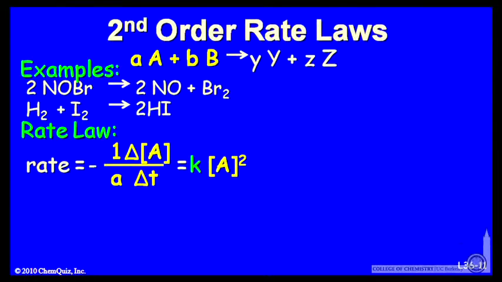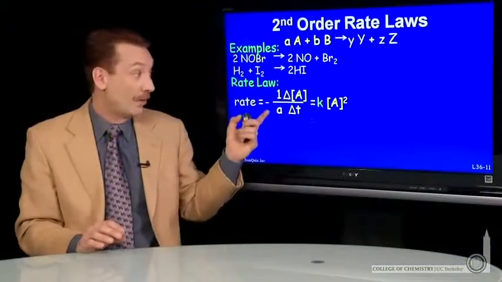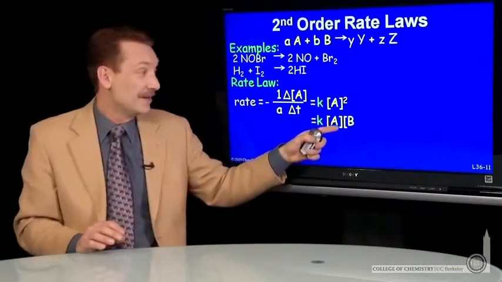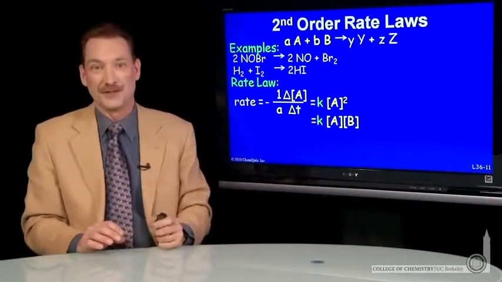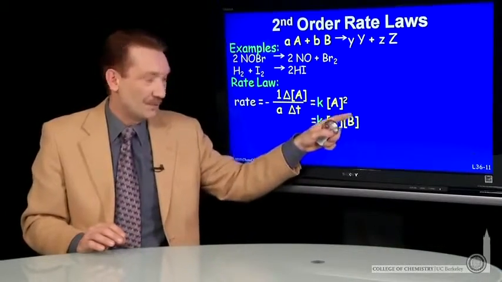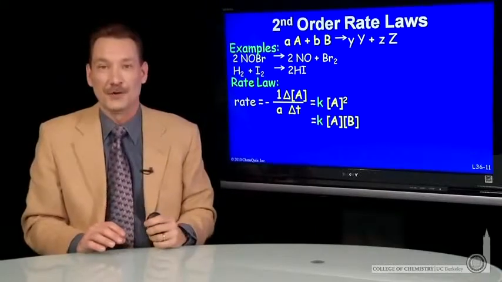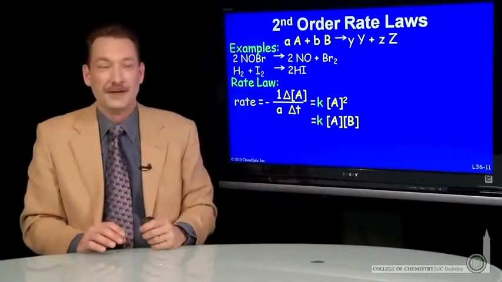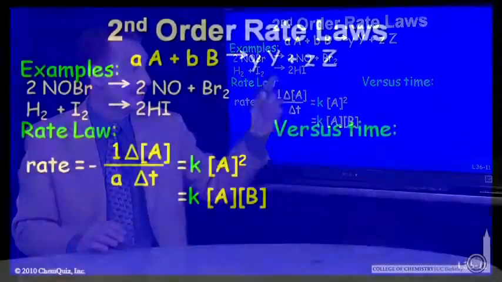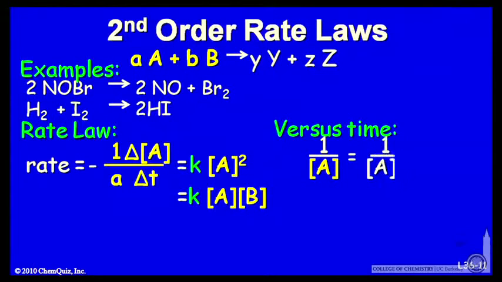The change in concentration over the change in time, the rate, is equal to k, the rate constant, times a concentration squared, second order. Or the rate is the product of two concentrations. So the sum of the powers, 1 plus 1, gives you second order kinetics. If you write that rate law versus time, it looks like this.